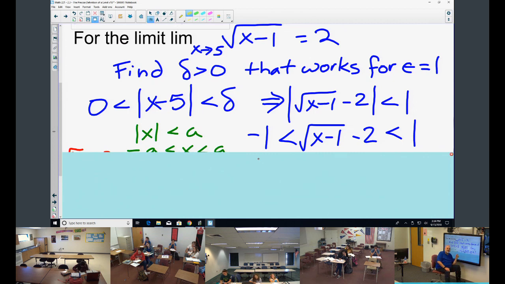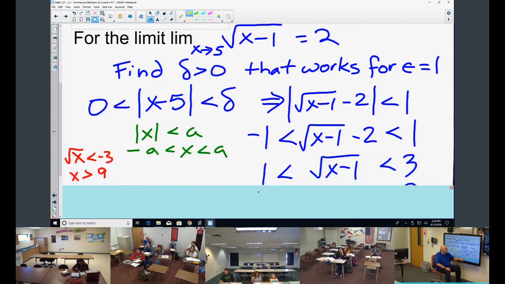The problem is usually in college algebra, you don't solve one of these. So what steps would you take to get x by itself here? I'm not assuming you've ever solved that before, but you're smart people. How would you get x by itself here in the middle? Add 2 to both sides. Okay, so add 2 to all 3 parts. All right, now what? Square everything? Yes, you square everything.